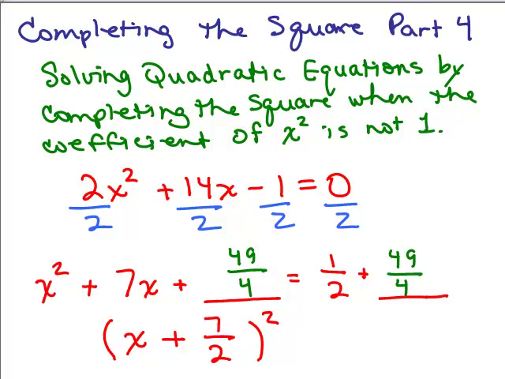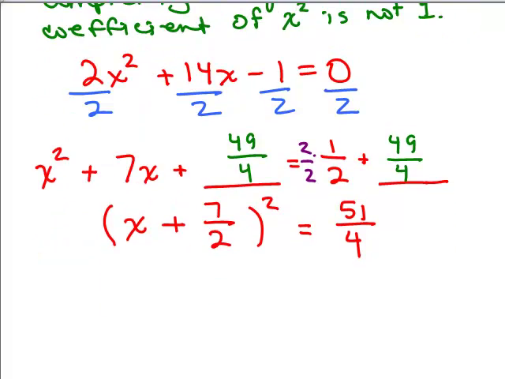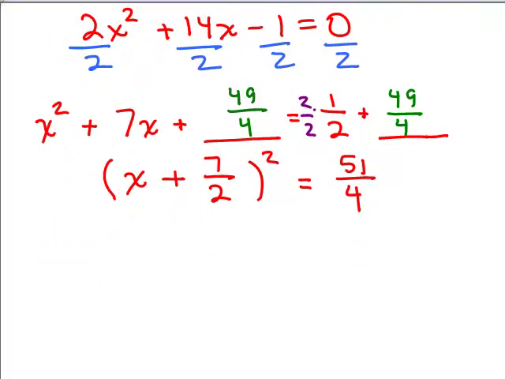All right, now I need to simplify the right-hand side, so I need to have a common denominator, and that would be fourths. So how about if I just multiply this first fraction 1 half by 2 over 2. Now I'm going to have fourths. So I will have 2 fourths plus 49 fourths. That'll give you 51 fourths. So we do have more fractions, but at least we're able to work through the problem.